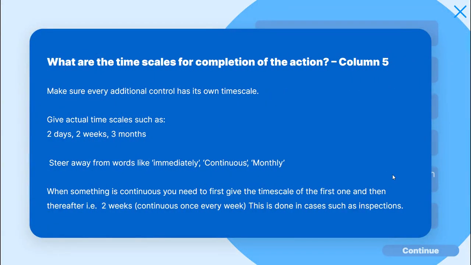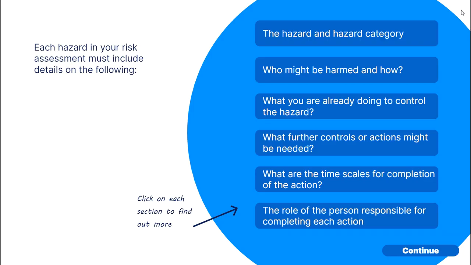What are the timescales for completion of the action? Make sure every additional control has its own timescale. Give actual timescales, such as 2 days, 2 weeks, 3 months. Steer away from words like immediately, continuous, monthly. When something is continuous, you need to first give the timescale of the first one and then thereafter, i.e., 2 weeks, continuous once every week. This is done in cases such as inspections.